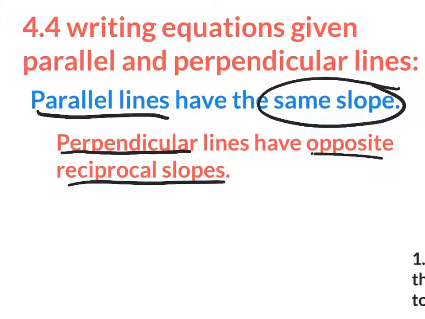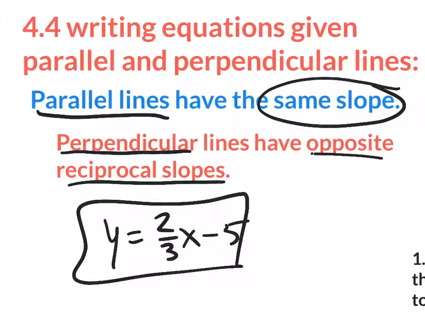So if you know that parallel lines have the same slope and perpendicular lines have opposite reciprocal slopes, you should be able to take the equation that they give you and find your slope. Just for funsies, if I had y equals 2/3 x minus 5, and I told you your equation is parallel to this one, what's your slope going to be? It's going to be 2/3, because if it's parallel, you'd have the same exact m value, right?